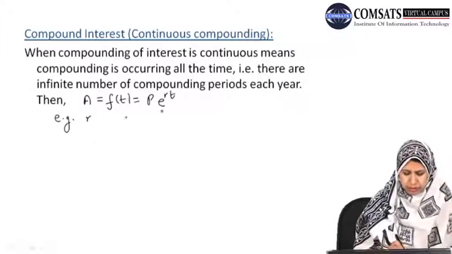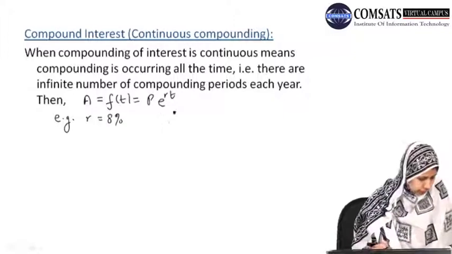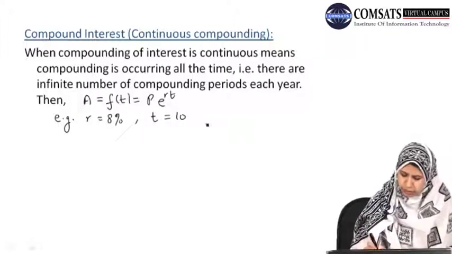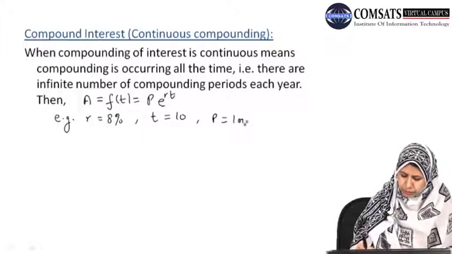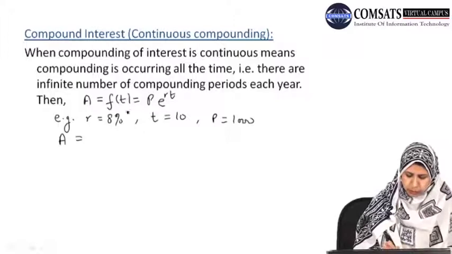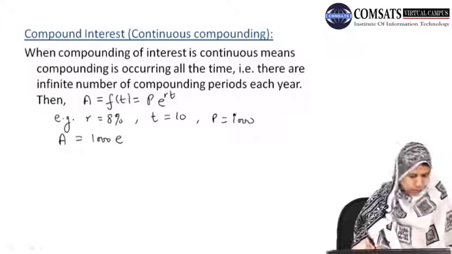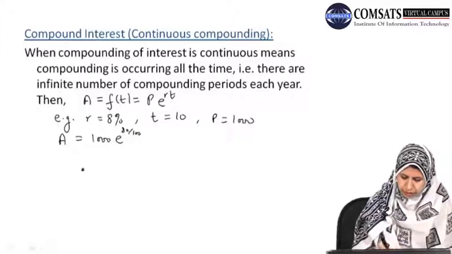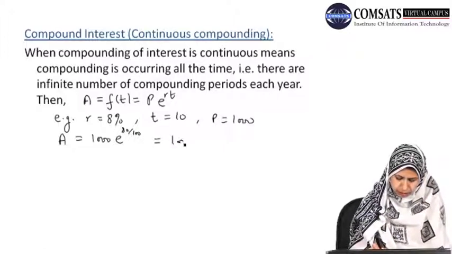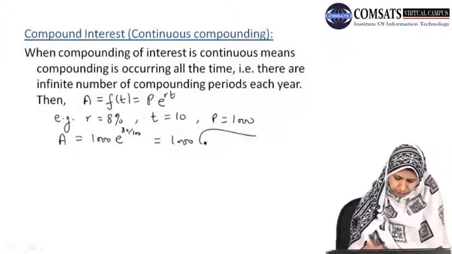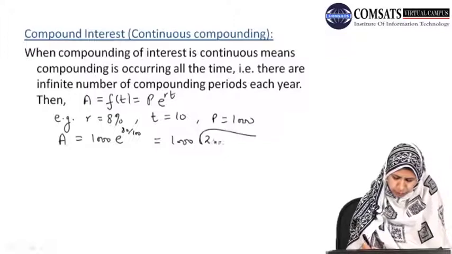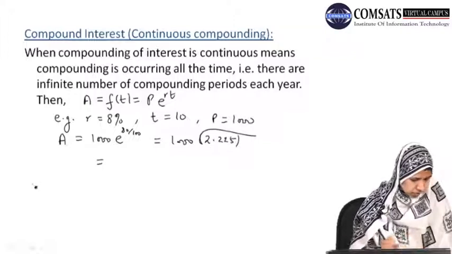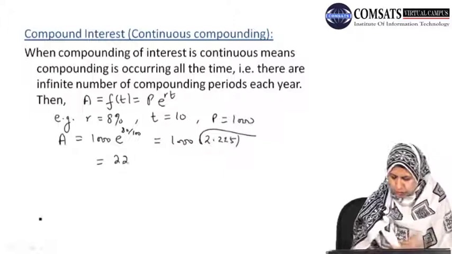For example, if our interest is 8% and the time is 10 years with the initial amount P equal to 1000, then the amount will be equal to 1000 into exponential of 80 over 100, and simplifying we obtain 1000 into 2.225, and the continuous compounding amount is 2225.5.